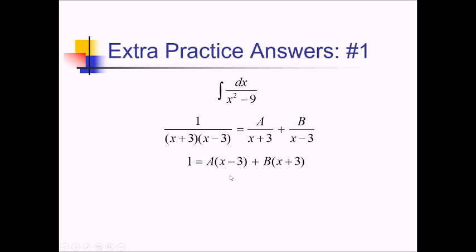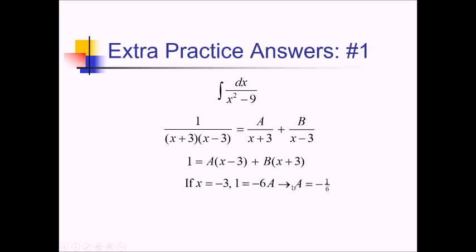All right, at this point, I'm going to pick some convenient values to plug in to solve for A and B. So let's say that I want to solve for A first. So let's let x equal -3 to start with. So that's going to cancel out this B term here because I'm going to have basically 0 times B. I'm going to have 1 equals, and let's see here, this is going to be -6 times A. So then A is going to be -1/6.